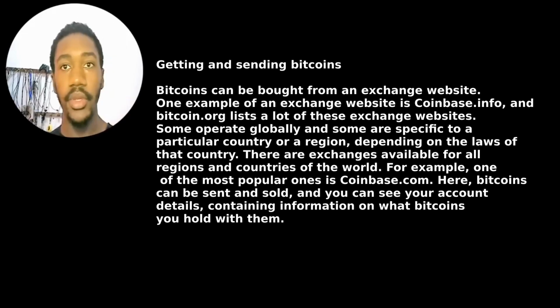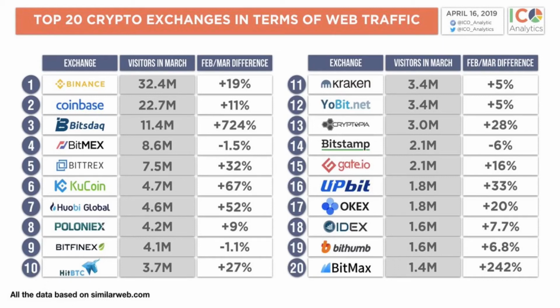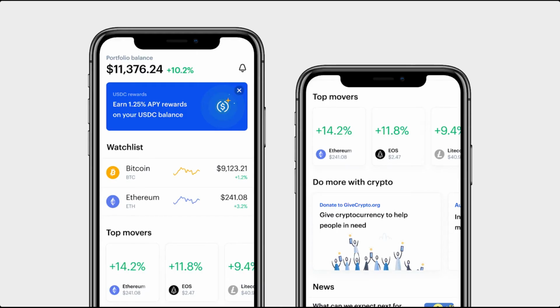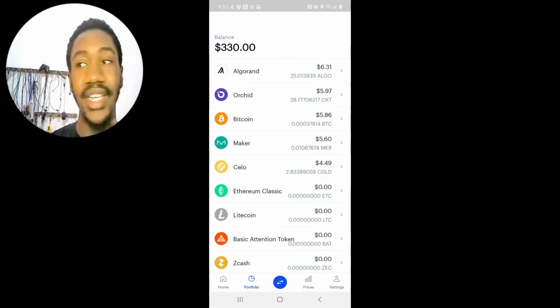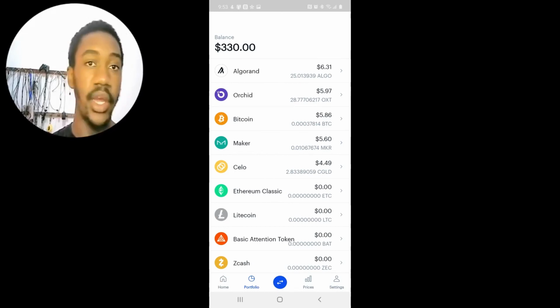Now, let's continue. Bitcoin can be bought from exchange websites. You have Coinbase, you have Binance, you have Kraken also, and many other exchanges. Some operate globally, and some are specific to a particular country or region depending on the law of that country. There are exchanges available for all regions and countries of the world. For example, one of the most popular is Coinbase, where Bitcoin can be bought and sold, and you can see your account details containing information on what Bitcoin you hold with them, what your transactions and your history are, etc.